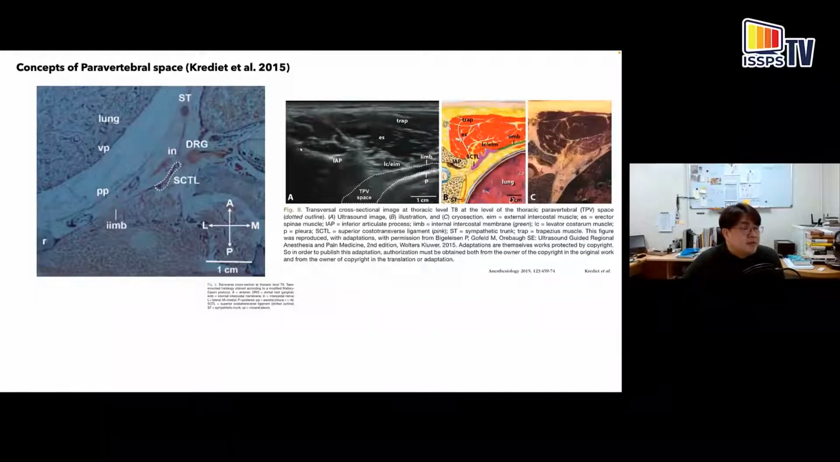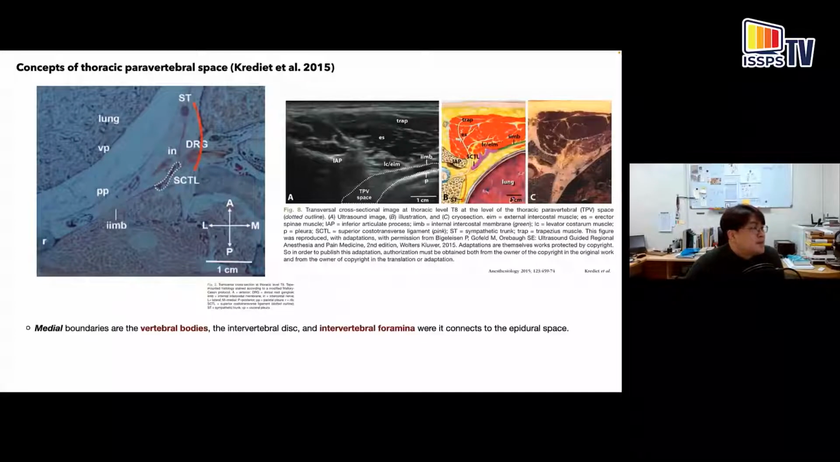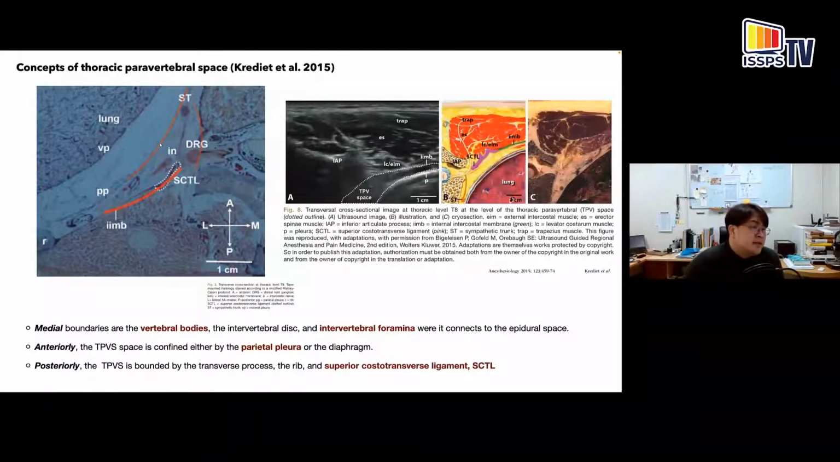We borrowed the PVS concept from Karmakar's team in their monumental review in the thoracic area. The vertebral body and intervertebral foramina form the medial border of the thoracic PVS, TPVS here. And the parietal pleura forms its lateral border. And the superior costotransverse ligament, SCTL, which connects with the internal intercostal membrane. The SCTL is the posterior border of the thoracic PVS.